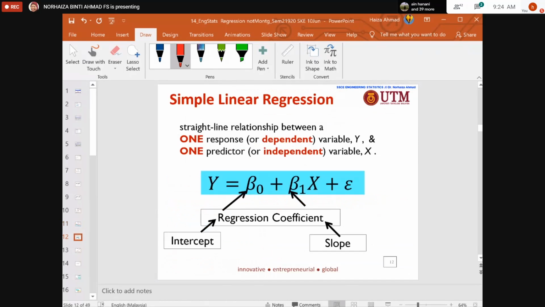Now a simple linear regression model is a straight line relationship model between one response or dependent variable and one predictor or independent variable, sometimes called an explanatory variable.